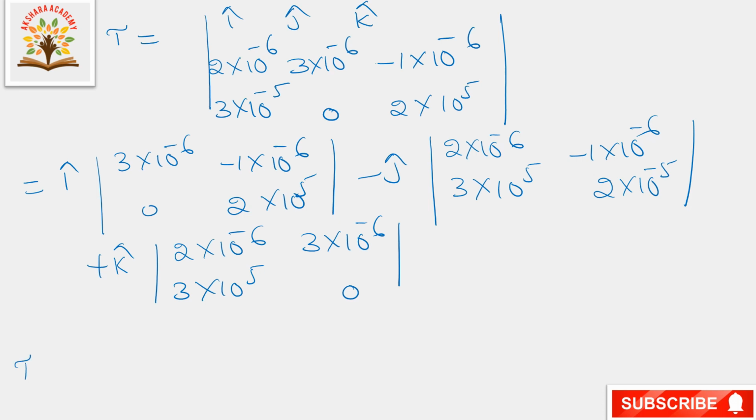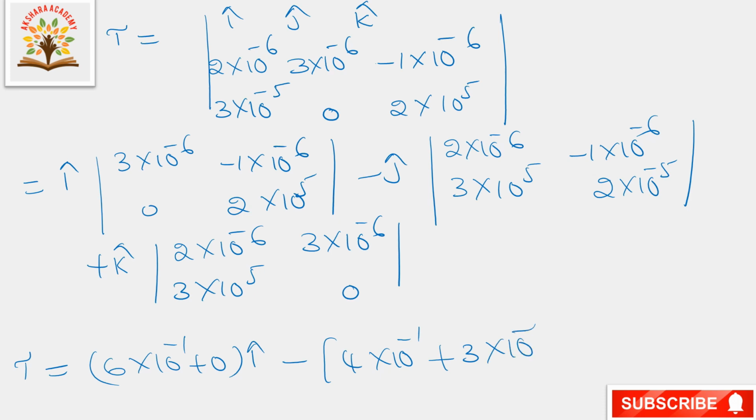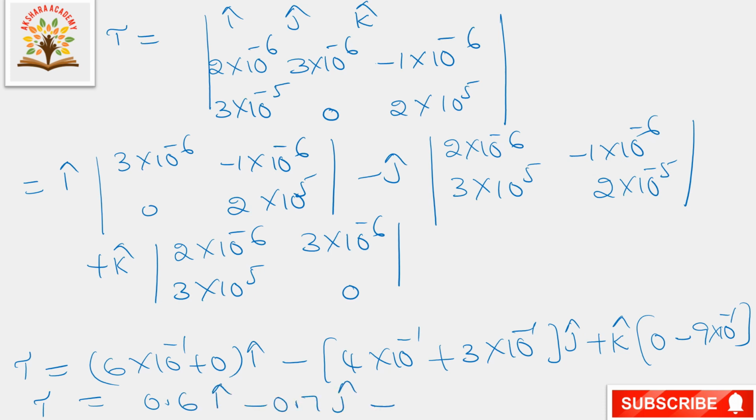So tau is equal to 6 into 10 to the power of minus 1 plus 0 of i cap, minus 4 into 10 to the power of minus 1 plus 3 into 10 to the power of minus 1 of j cap, plus k cap of 0 minus 9 into 10 to the power of minus 1. Now finally we get tau is equal to 0.6 i cap minus 0.7 j cap minus 0.9 k cap.